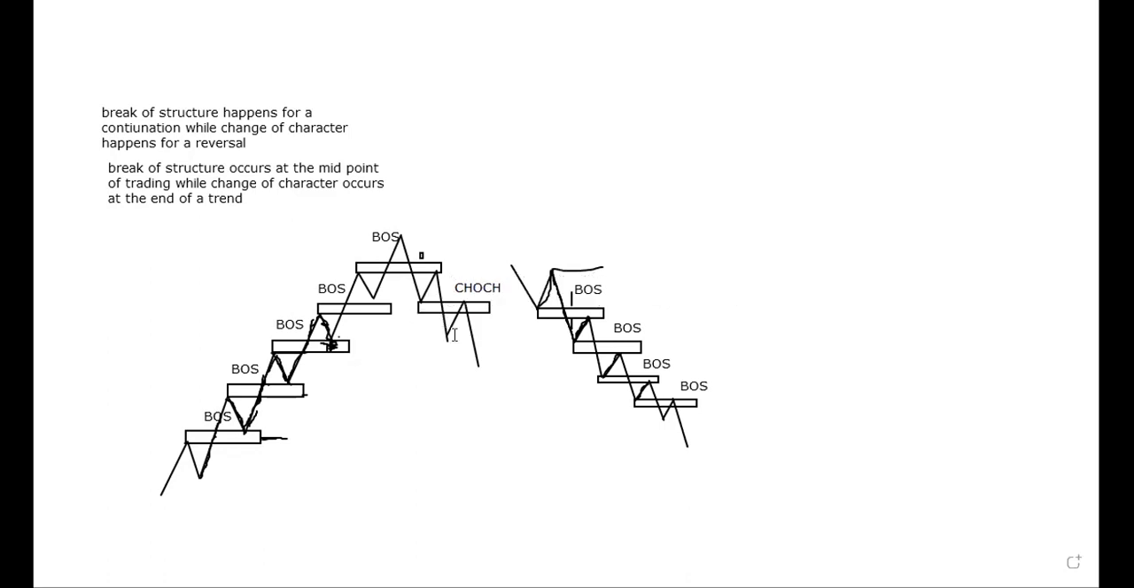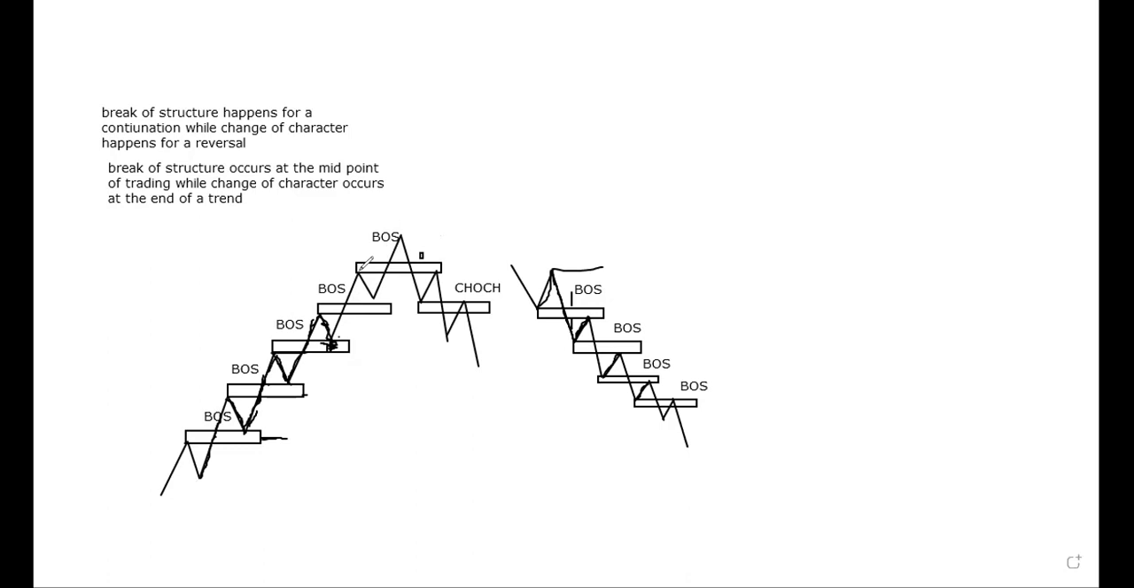How is this change of character? It signifies, look, if you should notice this, this is a head and shoulder pattern, right? And oftentimes, a head and shoulder pattern always signifies a what? A reversal, isn't it? So it shows that this trend that you saw starting from here to around this area is about to come to an end.